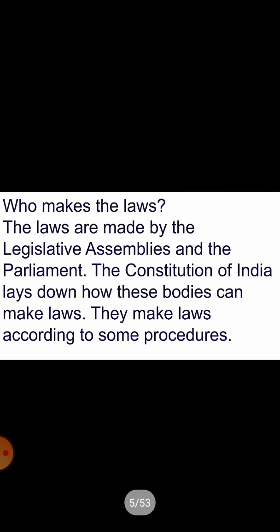Who makes the laws? Laws are made by the Legislative Assembly and the Parliament. The Constitution of India lays down how these bodies can make laws. They make laws according to the procedure. So laws are made either by legislative assemblies or by Parliament, and the Constitution has provided us the procedure according to which the laws can be made.